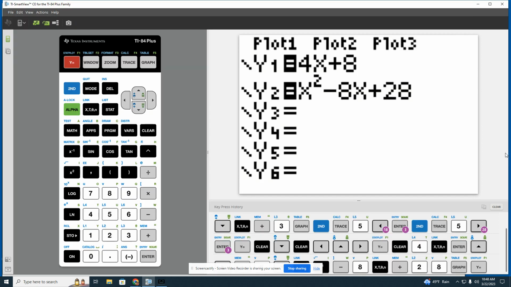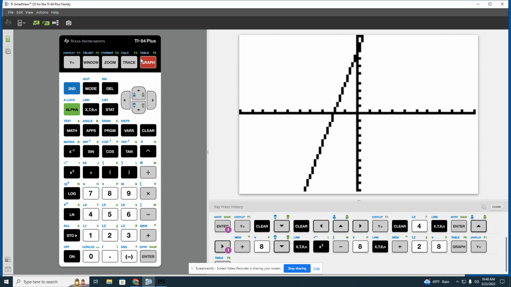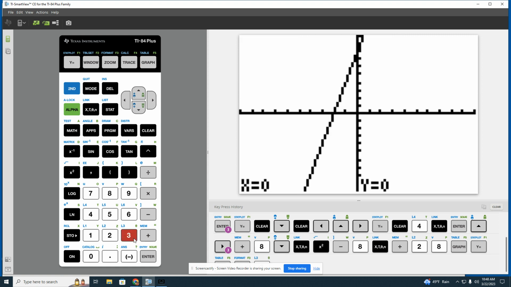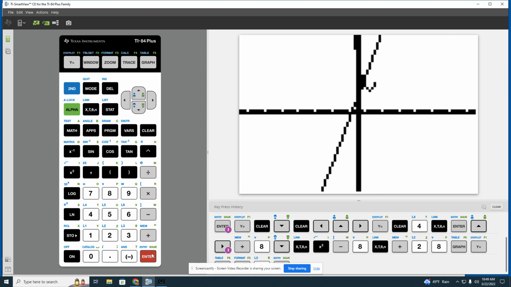Yes. Okay. So when you graph this, what do you notice? There's no intersection. You can't see your intersections because you only see your line. You don't see the quadratic. So what can we do? We're going to zoom. So push zoom. And we're going to zoom out. Now, it hasn't zoomed out until you push enter. Now it's zoomed out. And sure enough, here it is.